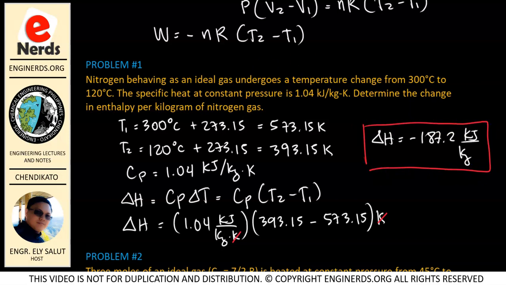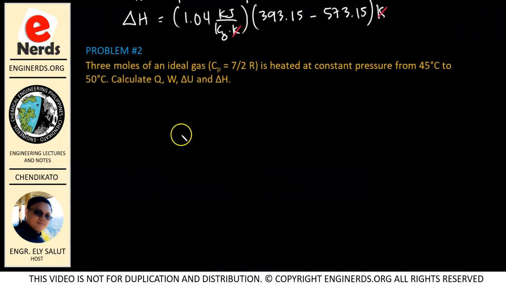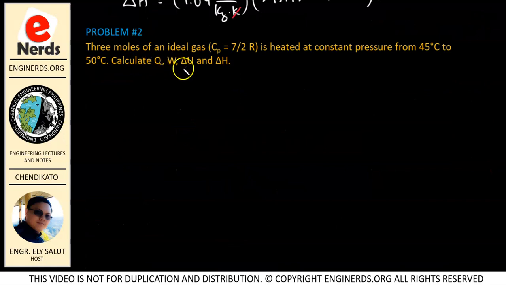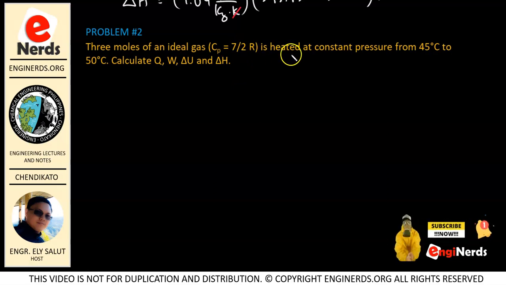Now let us go to our second problem. We have 3 moles of an ideal gas with Cp equal to 7/2 R, which is heated at constant pressure from 45 degrees Celsius to 50 degrees Celsius.